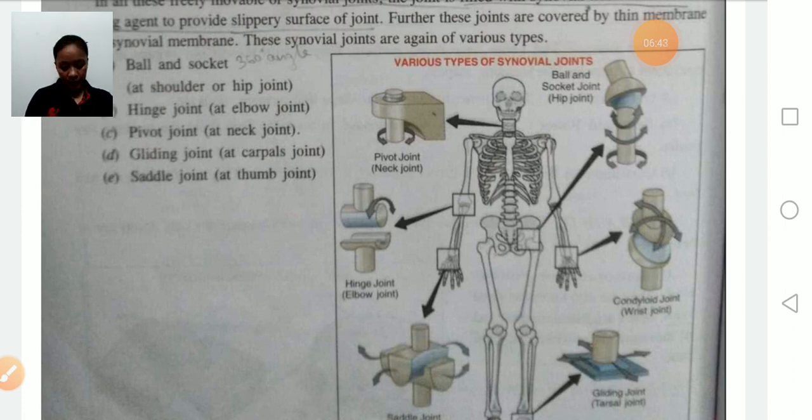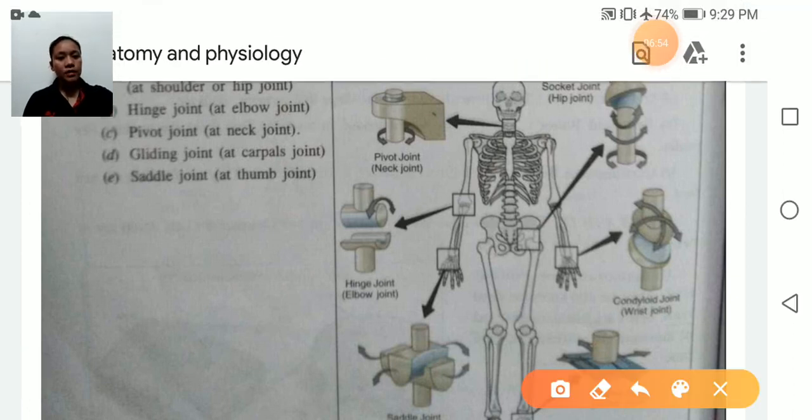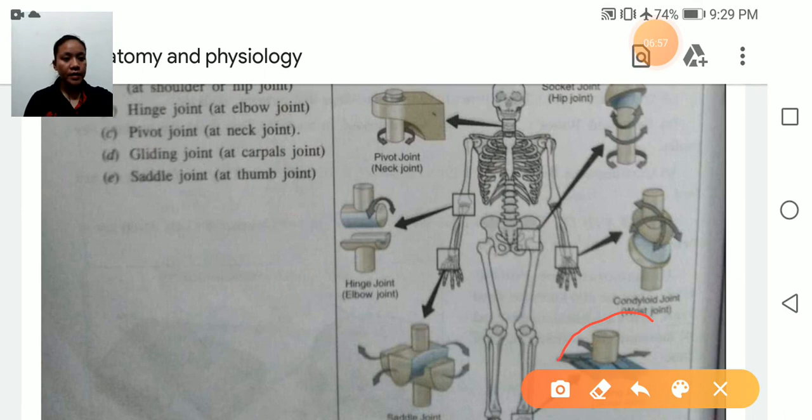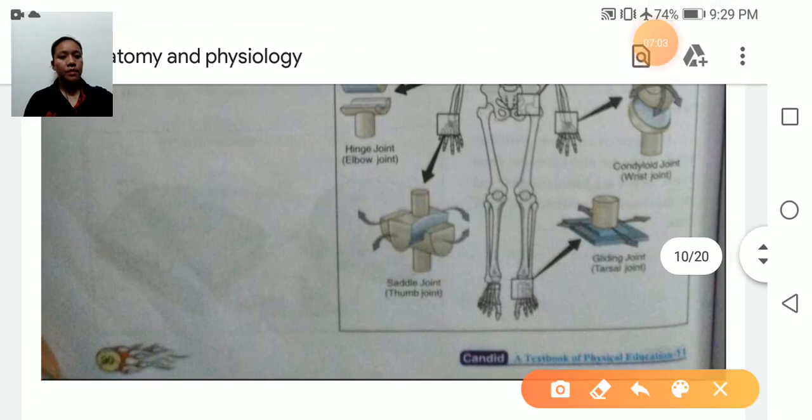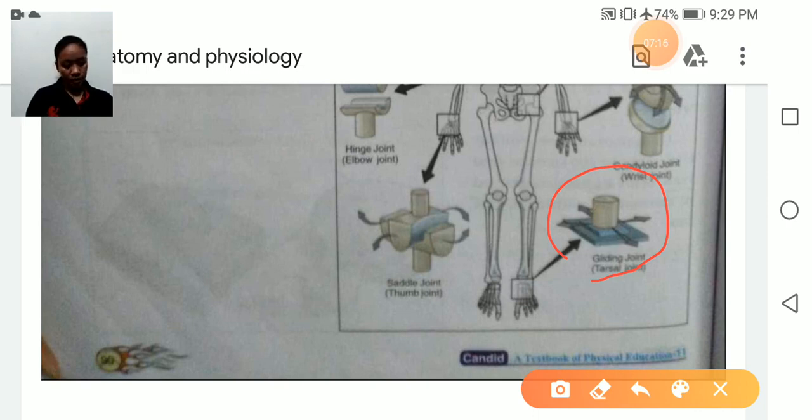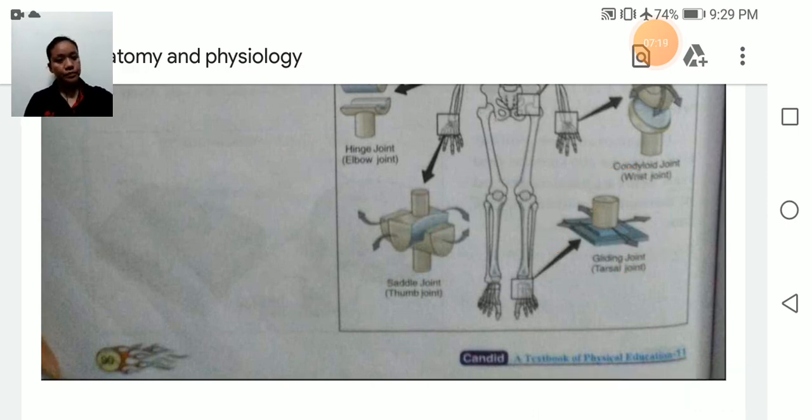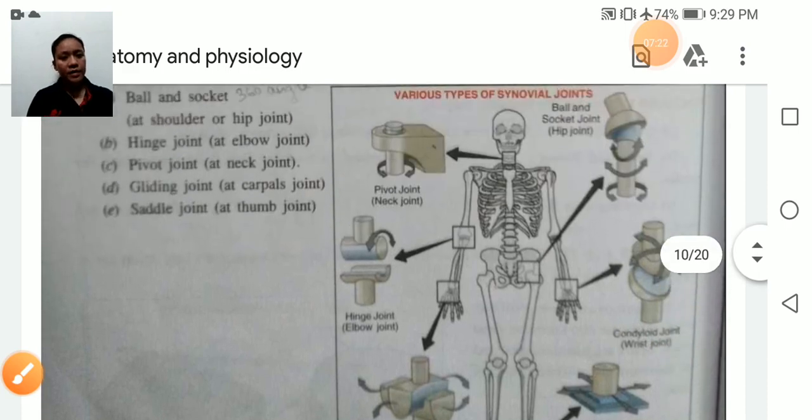Gliding joint: in a gliding joint, the bone surfaces that the joint holds together are flat. It is present at the carpus.